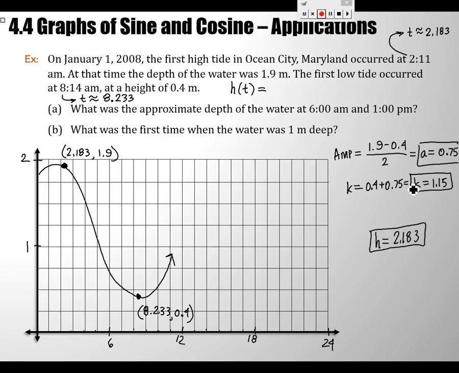We need one more thing. What would you like? What else you got for me? What do we need? The period. Oh yeah. So what's that, and how do we get it?